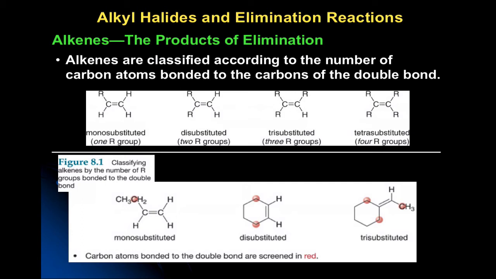So if we look, for example, at 1-butene, it is a monosubstituted alkene. If we look at cyclohexene, it is a disubstituted alkene. And if we look at this molecule, we can see that this is a trisubstituted alkene. You just find the alkene and you count how many carbons are attached to the alkene. Here we have 3. Okay? So we can have monosubstituted, disubstituted, trisubstituted, and tetrasubstituted alkenes. Okay?